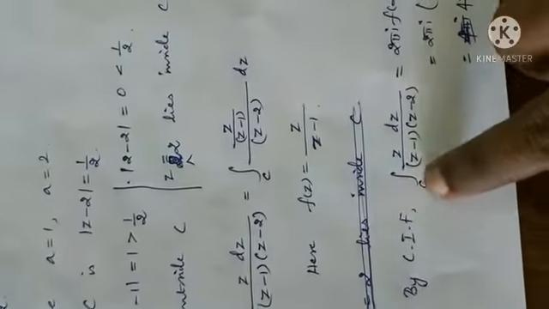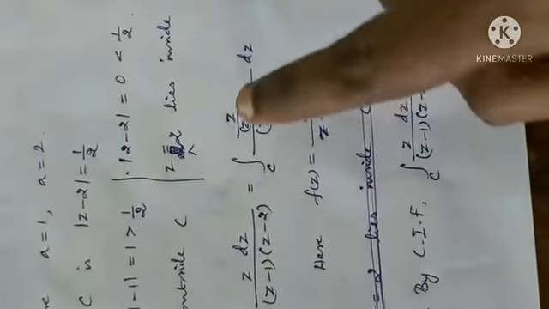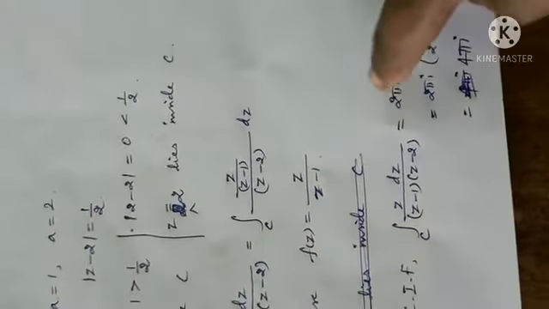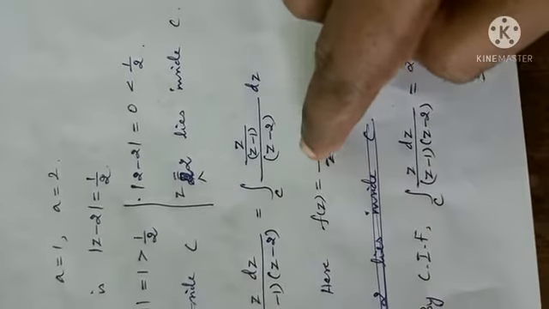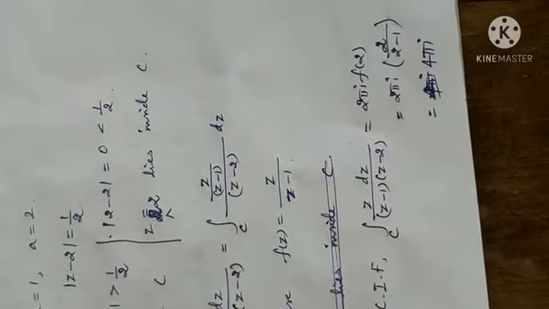So the left hand side remains same. Just we have rearranged f of z, rearranged the terms given. F of a is f of 2. F of z is z by z minus 2, so 2 by 2 minus 1. Answer is 4 pi I.